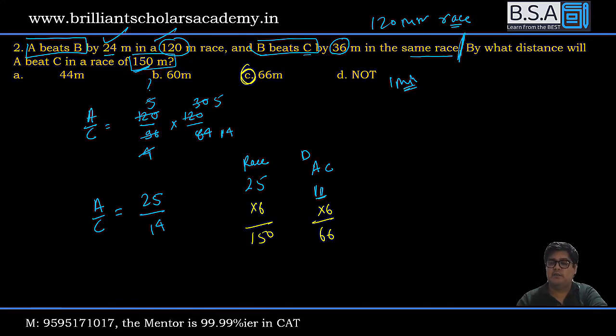Observe, learn these things. Confirm once you understand, once you are able to keep up with this. Because there is going to be a new race, I cancelled everything. Agar 120 meter ka race hota, I would not have cancelled this. But race is going to change, so cancel kar diya. So A will beat C by 66 meters. So these kind of questions can be a small part of a larger question.